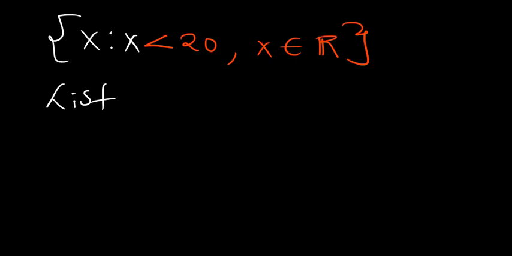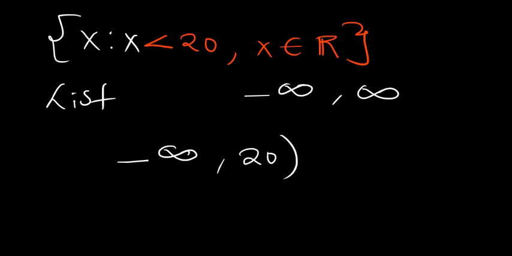So what are real numbers? Obviously you know that this is going to be a very big set. You know that real numbers start from negative infinity to positive infinity. So we are restricted to go only up to 20. So what it means, the set will be from negative infinity all the way up to 20, but 20 is not included.